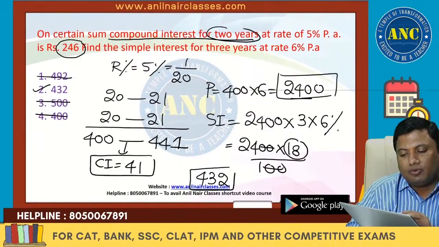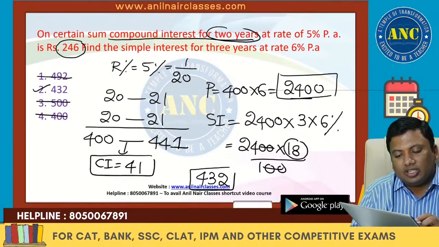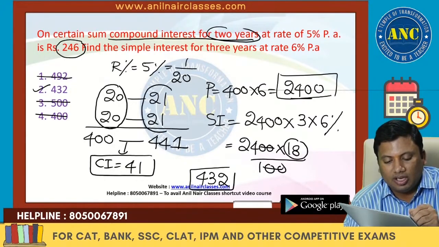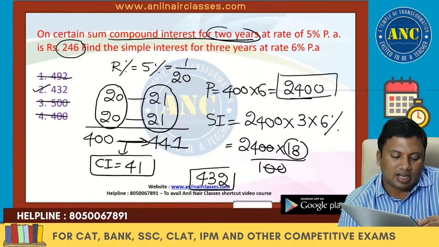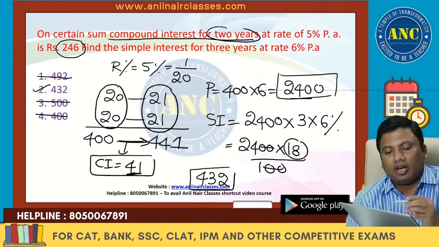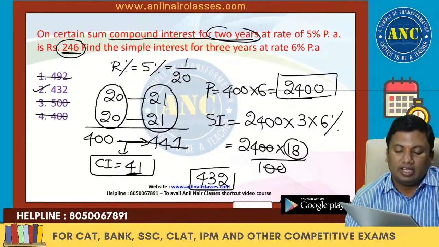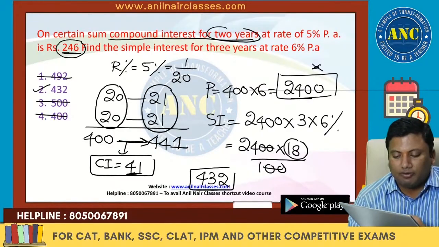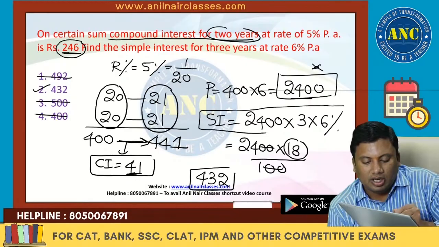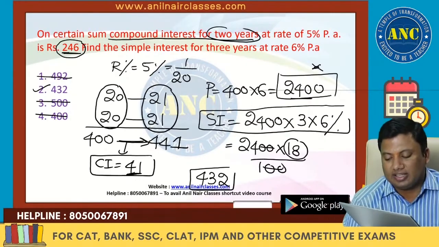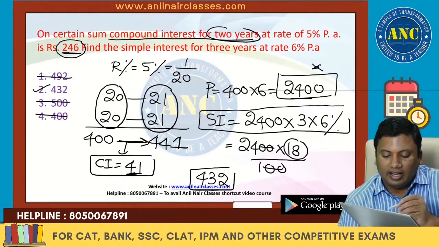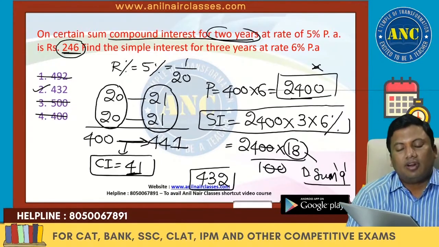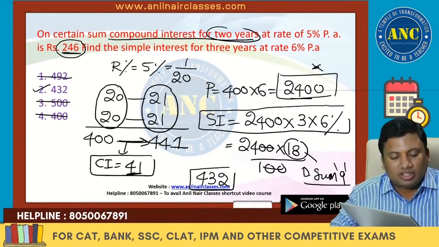R percentage is 1 by 20. 20 increase 1 is 21, 21. 20, 20 is 400. 21, 21 is 441. Extra, it is nothing but 41. But according to the question, it is 246, which is 6 times. Principal is 400 into 6, 2400. So SI is on 2400. For 1 year it is 6, for 3 years it is 3 into 6, which is 18, and the digital sum is 9. Any number multiplied by 9, the answer's digital sum will always be 9. Answer is 432.